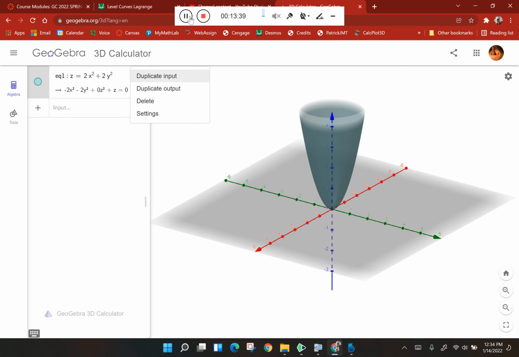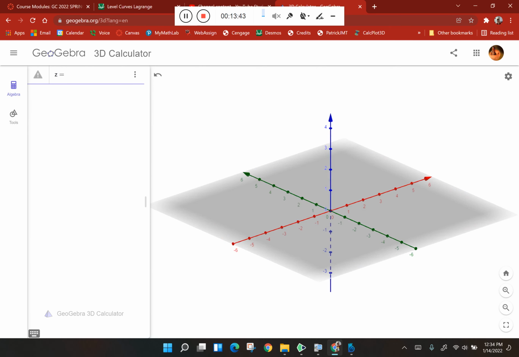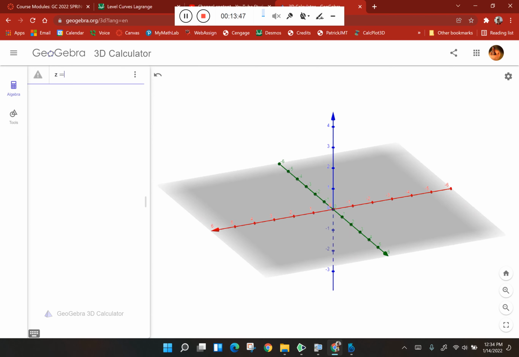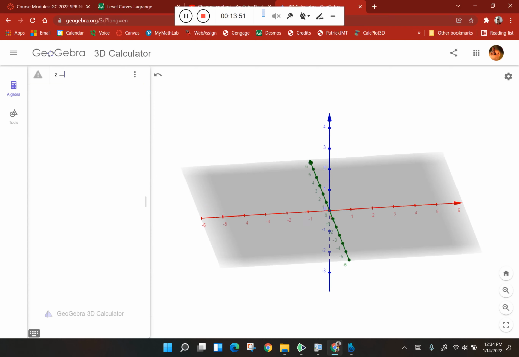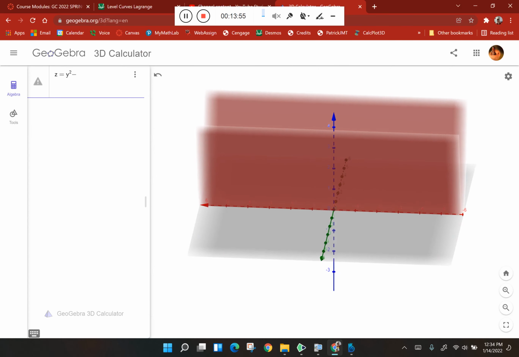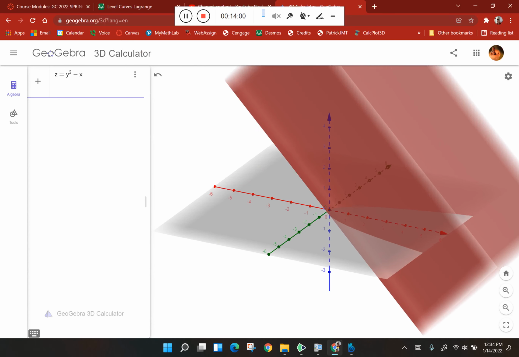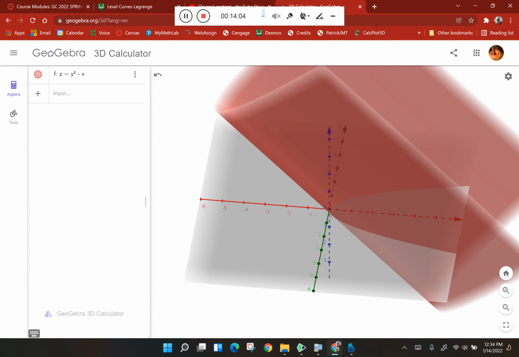So let's get rid of this one. My equation is z equals, oh man, I forgot already. Was it y squared minus x? Y squared minus x, I was right. Y raised to the second minus x. And there we go. Now, if you look at it, you can see the parabola that's hiding in there.